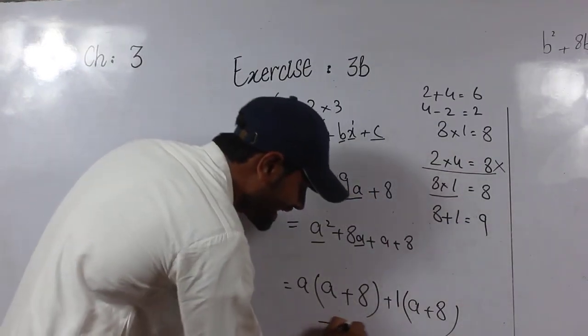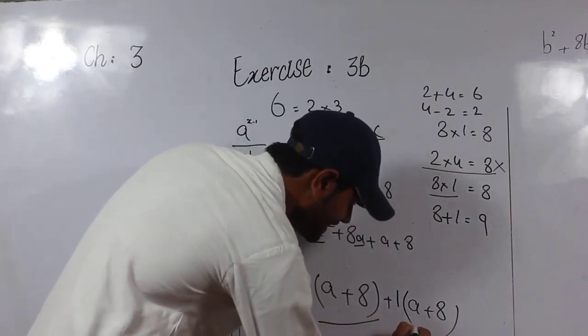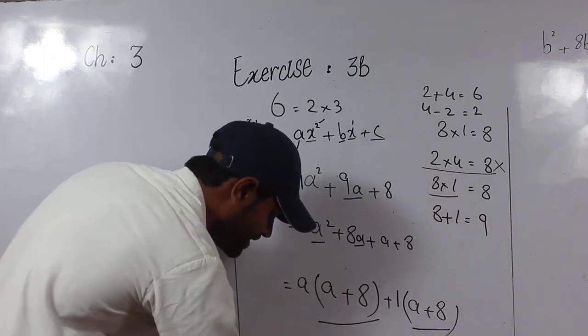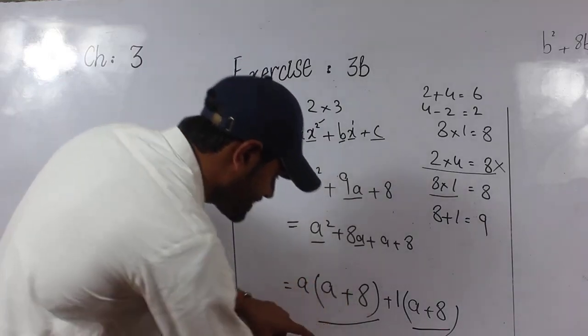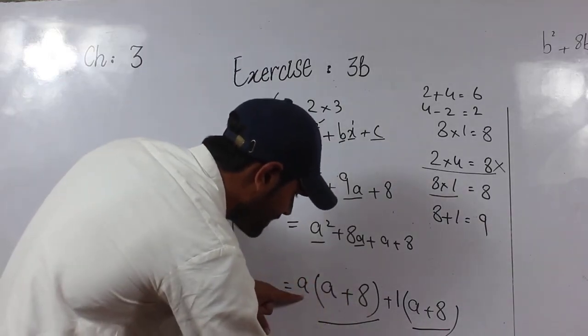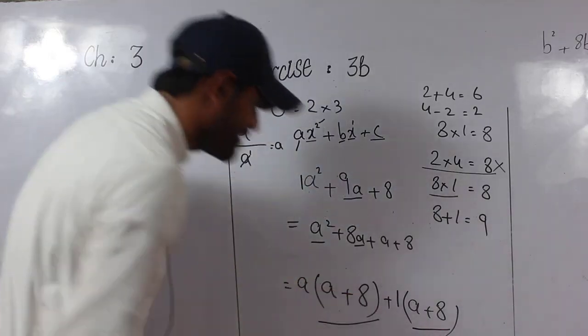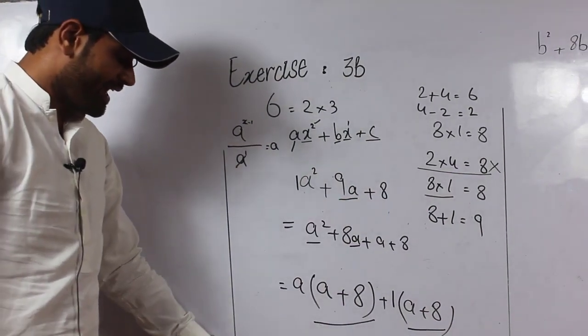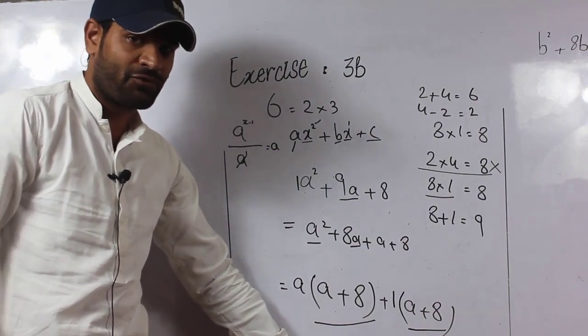Now we see that a plus 8 appears in both terms, the same expression. So we take a plus 8 common. Here I take a plus 8, and what is left is a and 1. So these are the factors of a square plus 9a plus 8: a plus 8 into a plus 1.